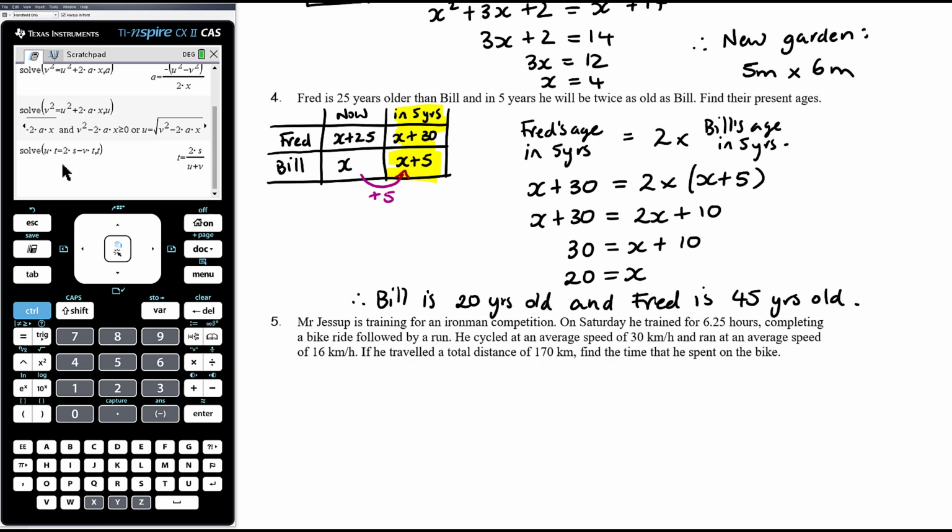And again, you should be able to check it. Bill is currently 20 years old. Fred is currently 25 years older than Bill. Yes, that's correct. In 5 years, we know Bill would be 25 and Fred would be 50, and so yes, it makes sense that Fred is then twice as old as Bill.